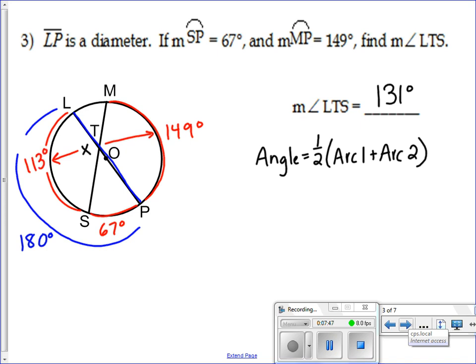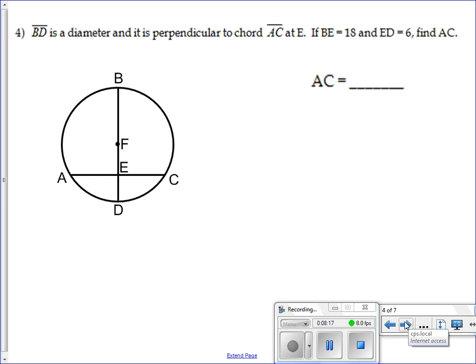And we can plug in our information. So our angle is X. I'm going to take half, and I'm only adding the 2 arcs that go with angle X, and that's the 113 and the 149. So you're going to add 113 plus 149, which is 262, and then you're going to take half of it, and you'll get 131. Okay, the answer for number 4 is a decimal. It's going to be around 20.8.